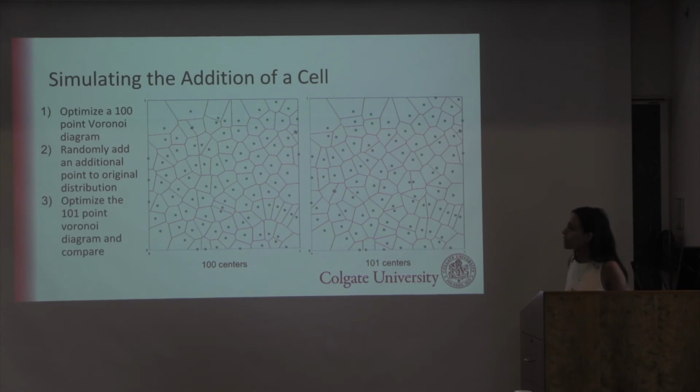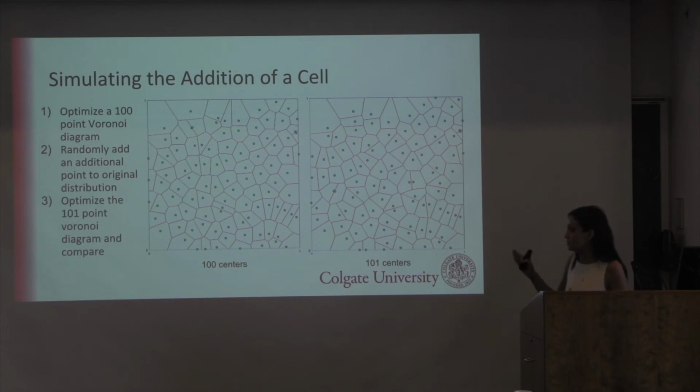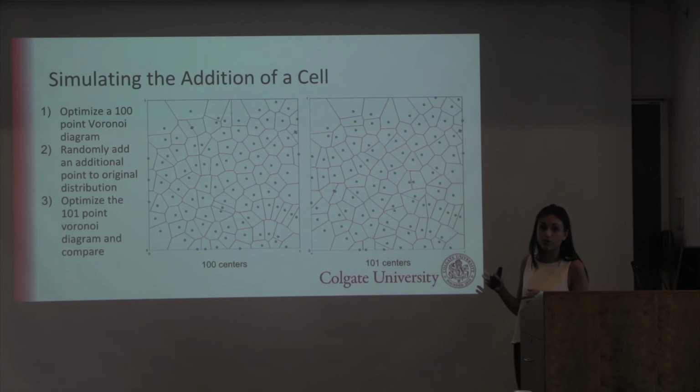And lastly, we were able to simulate the addition of a cell to replicate how cells grow during the regeneration process. So how we did this was we basically started with randomly generating 100 points, and then optimizing those 100 points, and then recalling the original random distribution of those 100 points, randomly adding another in, and re-optimizing that diagram as well, and then comparing the two. And by comparing these two diagrams, we can determine how the addition of a cell within regeneration can affect the rest of the cell structure.